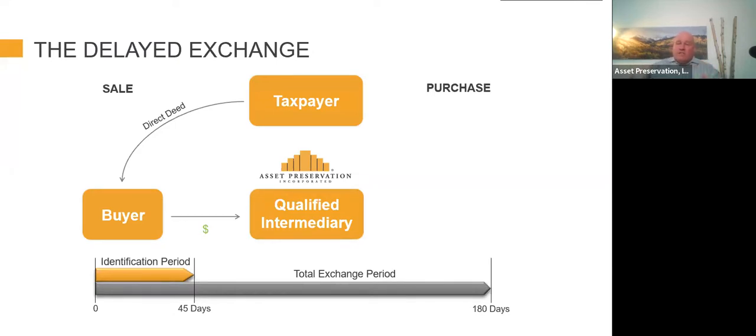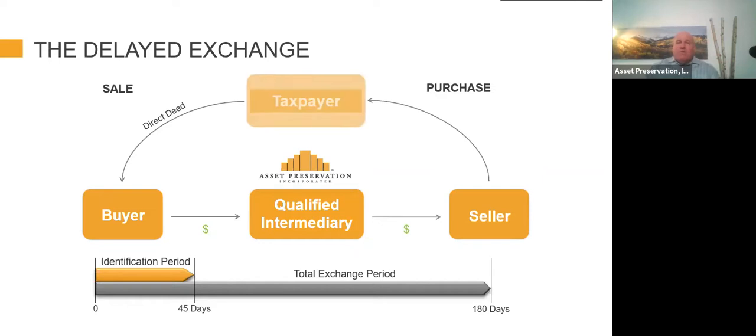Now that contract's assigned to the qualified intermediary. We step in as the buyer of the replacement property. We purchase the replacement property and have that deeded back to the taxpayer to complete the exchange. So you'll see the qualified intermediary sells the relinquished property. Qualified intermediary buys the replacement property. Your client's merely giving up title and receiving title back.